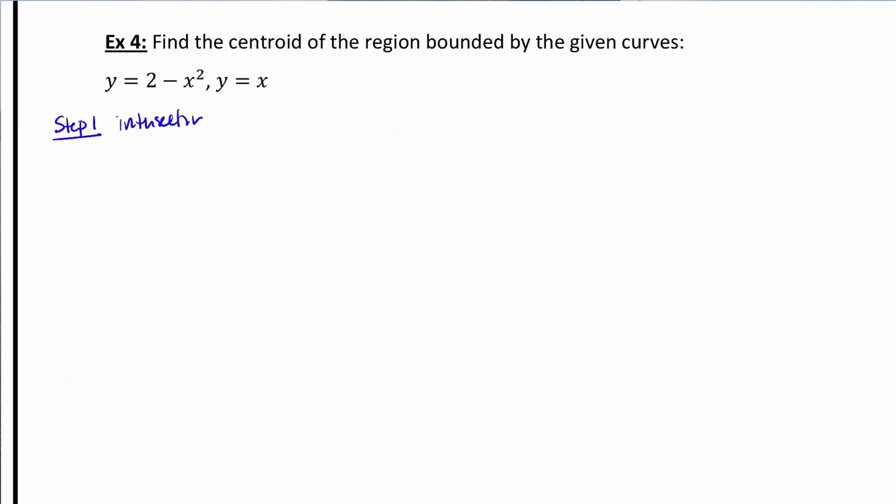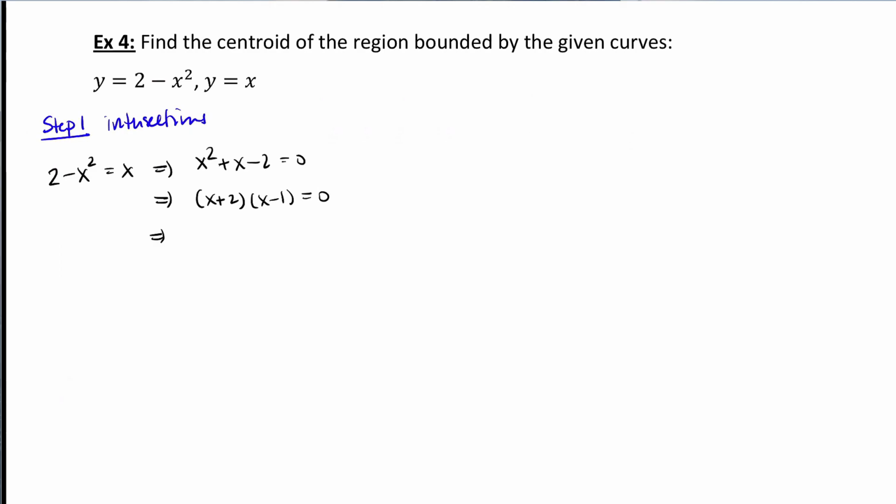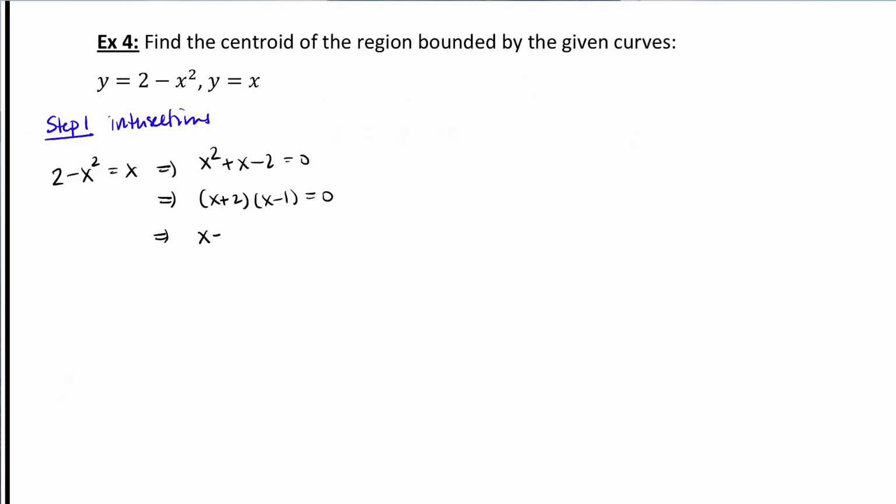Intersections, meaning 2 minus x squared is equal to x. If I solve this, what do I get? x squared plus x minus 2 is equal to 0. And this is the case if and only if we get x plus 2 times x minus 1 is equal to 0. And we know that in the real numbers, a product is 0 if one of the factors is equal to 0. Therefore, x is equal to -2, x is equal to 1.